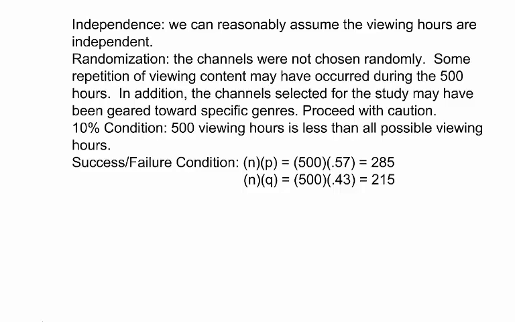Our probability of failure, N times Q, gives us 500 times 0.43. Q is the complement to P. So because the probability of success is 0.57, the probability of failure is 1 minus the probability of success. That's how we get 0.43. That product, 500 times 0.43, is 215, which is also obviously more than 10. So this condition is satisfied.